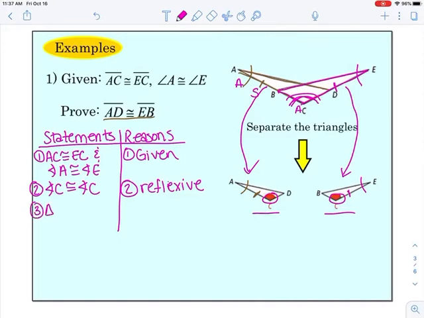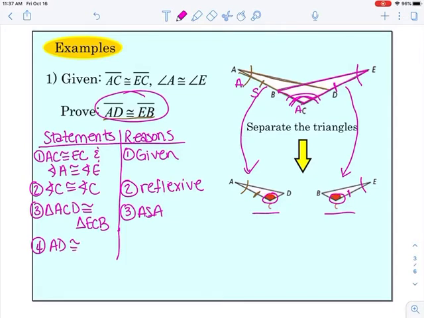So triangle ACD is congruent to triangle ECB, and that's because of angle, side, angle. But that wasn't what I was trying to prove. I wanted to prove that AD is congruent to EB, and I can do that now because those two sides correspond, which means that CPCTC, corresponding parts of congruent triangles are congruent.